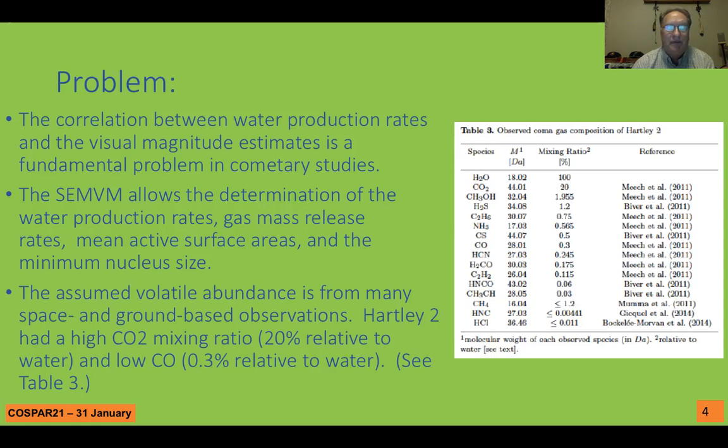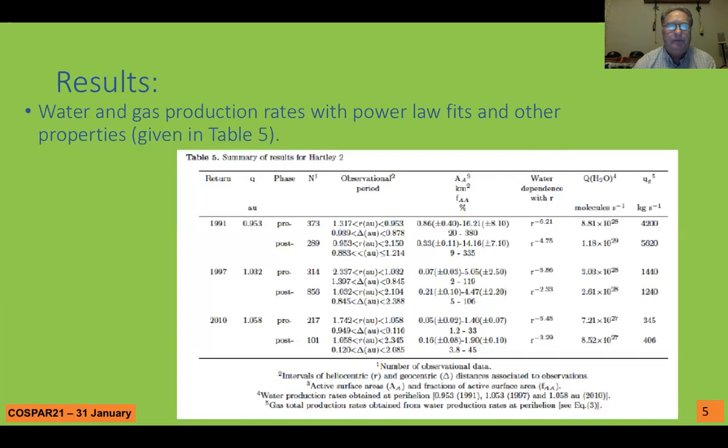nucleus sizes. We also assumed a fairly typical cometary abundance for Hartley 2 taken from a multitude of mini space and ground-based observations. The anomaly for Hartley 2 was mainly that it had a very high CO2 mixing ratio, 20% relative to water, and very low CO. Usually those two are reversed in typical comets, as you can see in table 3.